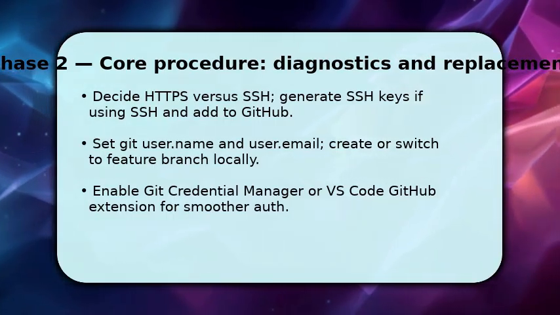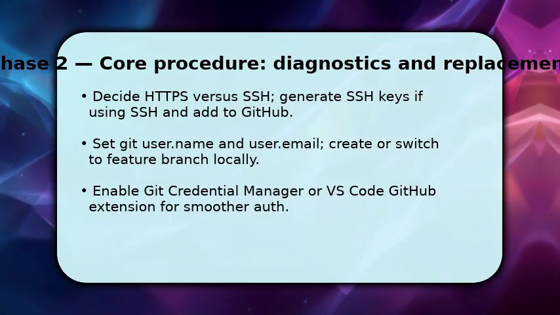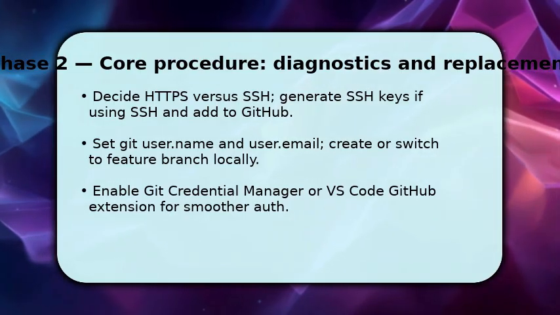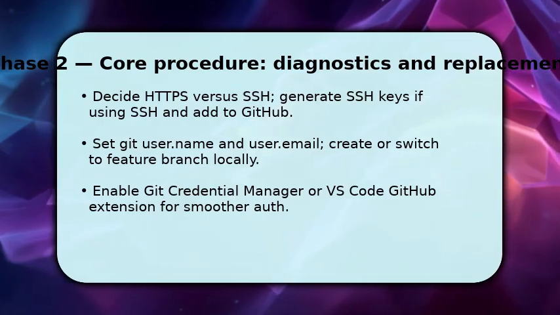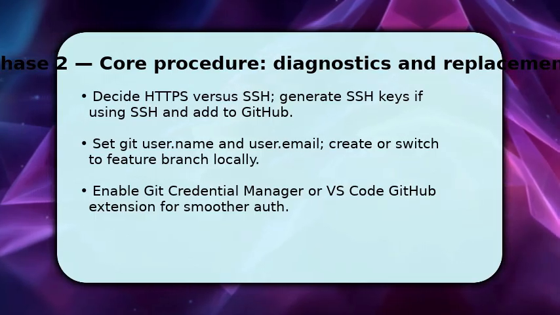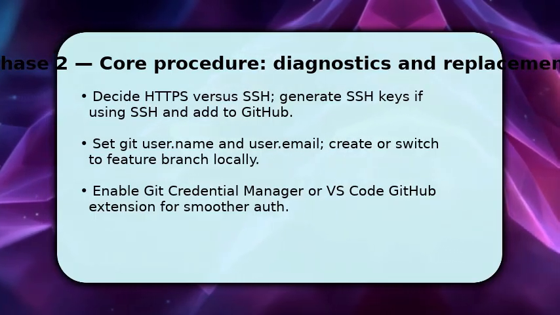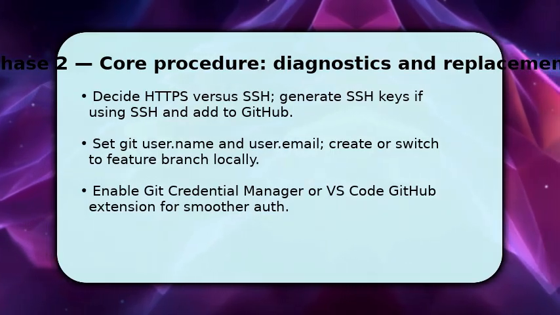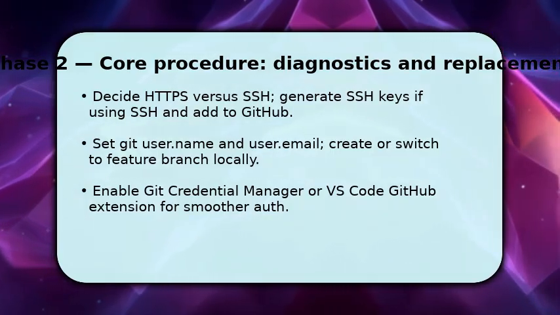If you prefer SSH, generate an SSH key with ssh-keygen, add the public key to GitHub, and confirm SSH with ssh -T git@github.com. If you use HTTPS, enable the Git Credential Manager or VS Code's GitHub authentication so you won't retype credentials. Then create a feature branch with git checkout -b, or use the VS Code branch menu.